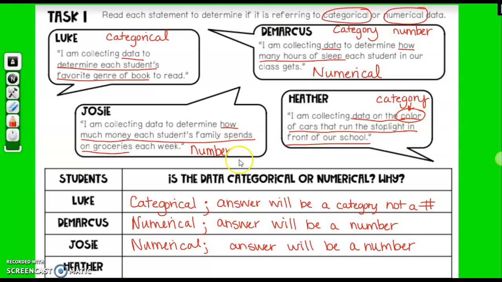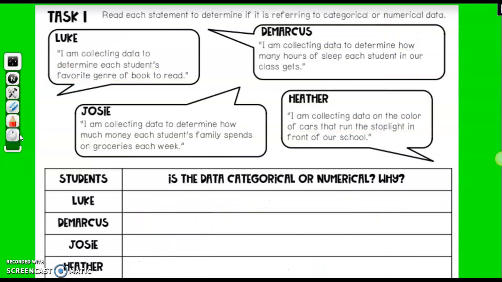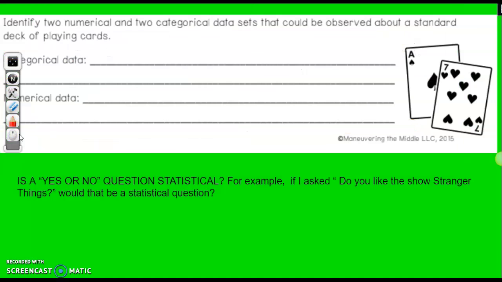7 is not a color. So categorical, meaning your answer will be a color, not a number. All right. So again, you've got two types of data, categorical or numerical. So let's move on.